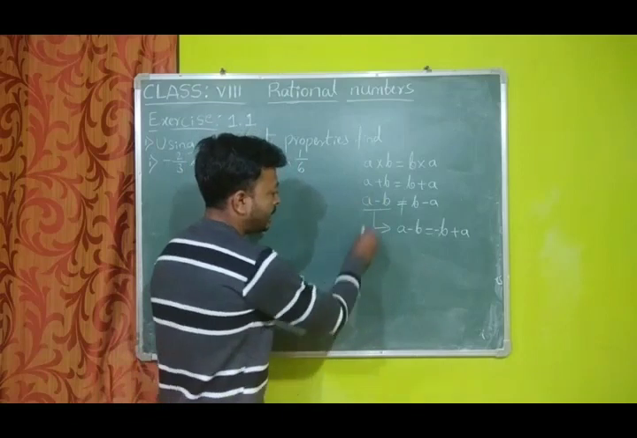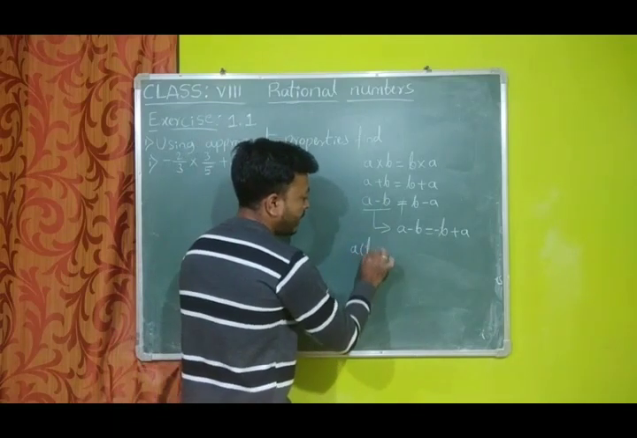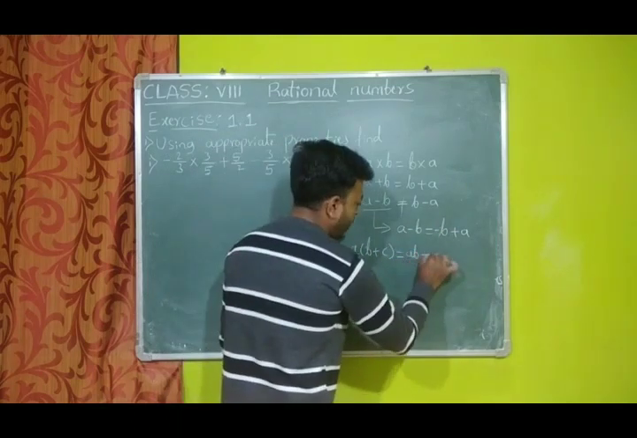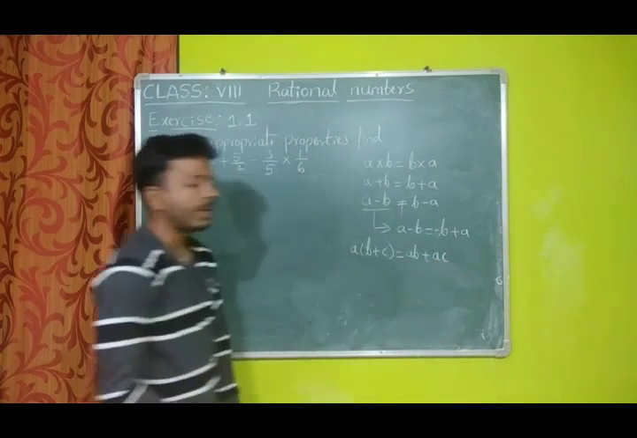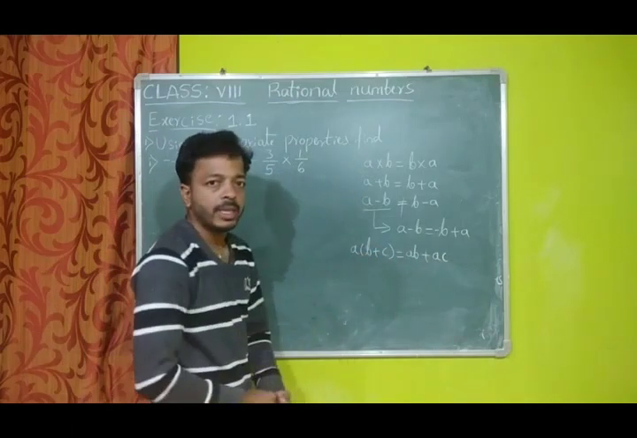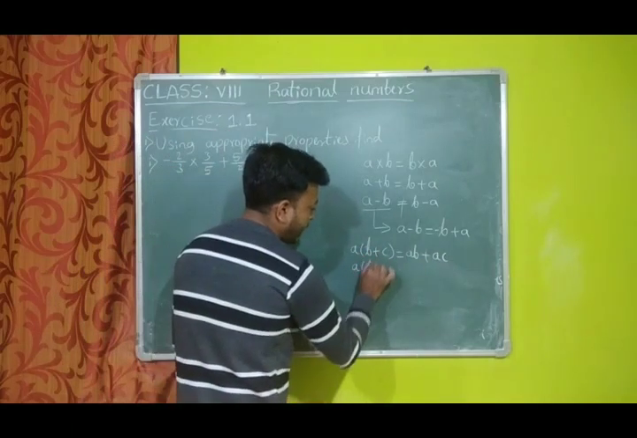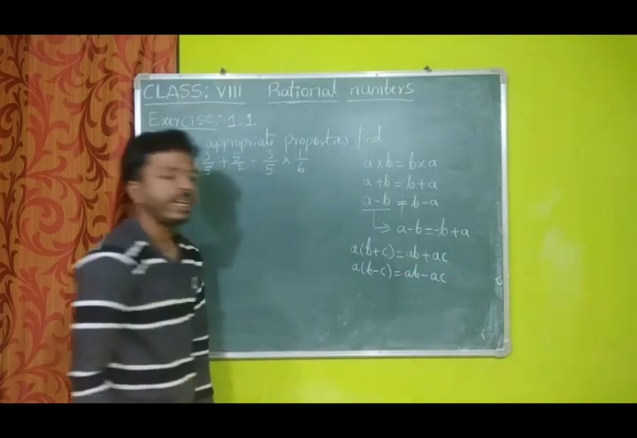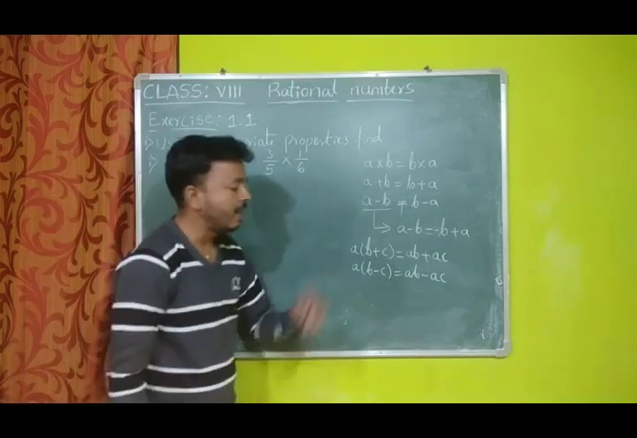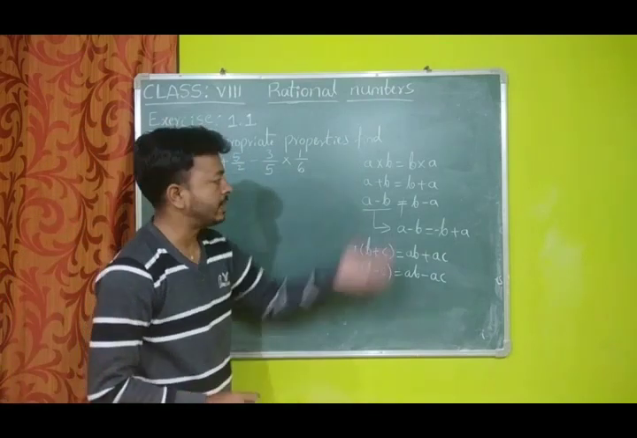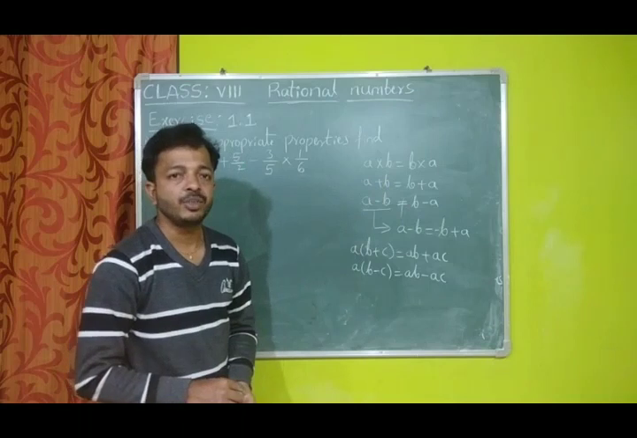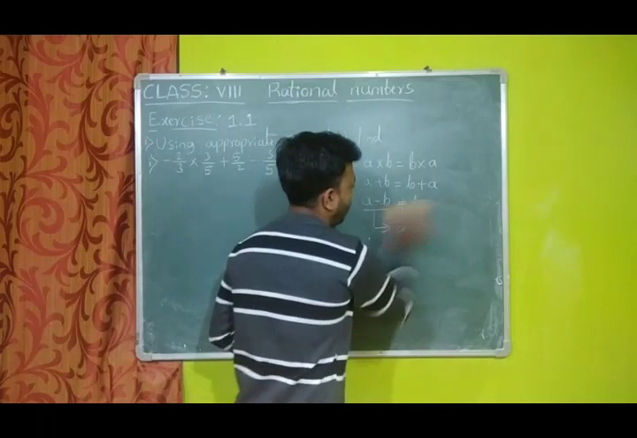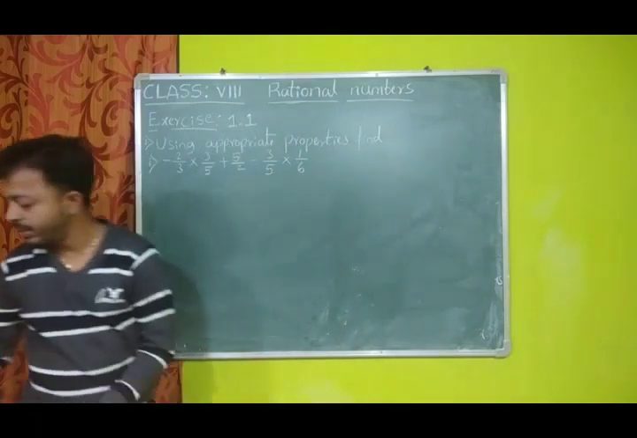This is commutative and distributive property. A bracket B plus C is equal to what? AB plus AC. This is multiplication over addition. And A bracket B minus C is equal to AB minus AC. This is multiplication over subtraction. This is commutative property and this is distributive property. Using these properties, we may discuss the examples for this exercise number 1.1.